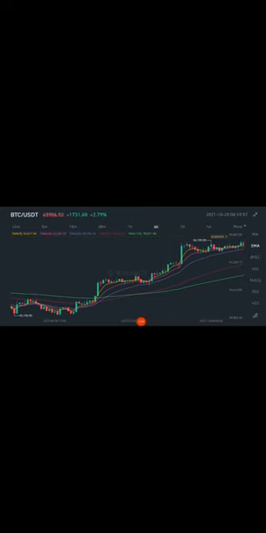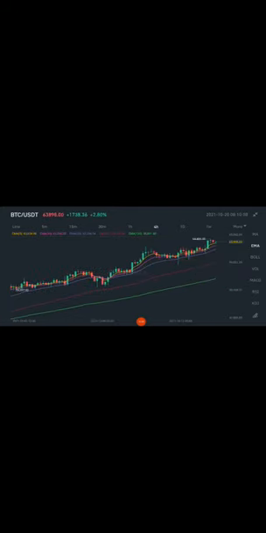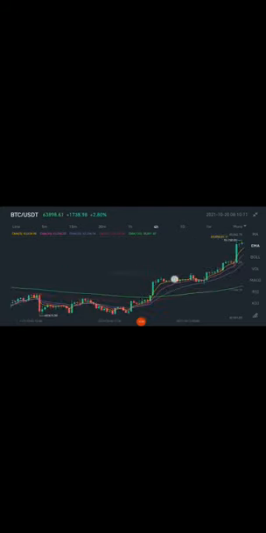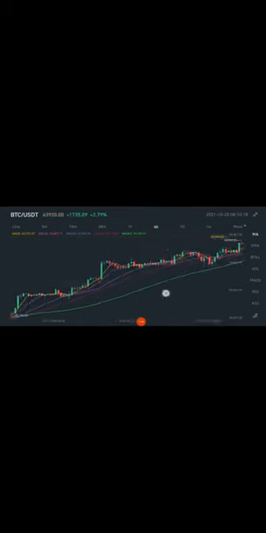Indicators are there to guide us, just to guide you, especially if you're a beginner. Now, if you notice this EMA, this is EMA. Sometimes it might be MA, sometimes it might be EMA. Okay, let's make use of the MA.